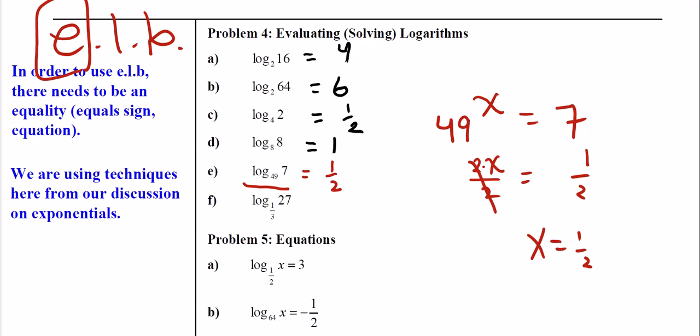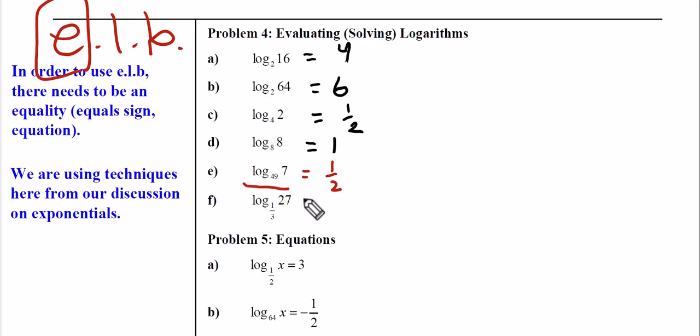Fascinating. Look at this observation, by the way, that if I type this in the calculator, I get 1/2. If I type this in the calculator, I get 1/2. Interesting. There could be a pattern here. Part F, same idea. We get x and we get a 1/3.